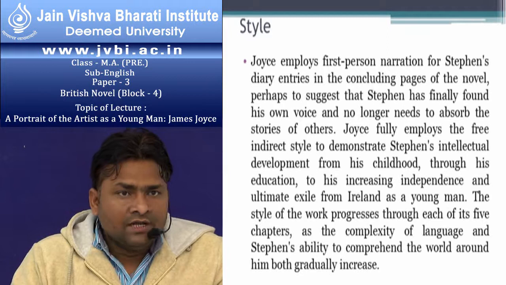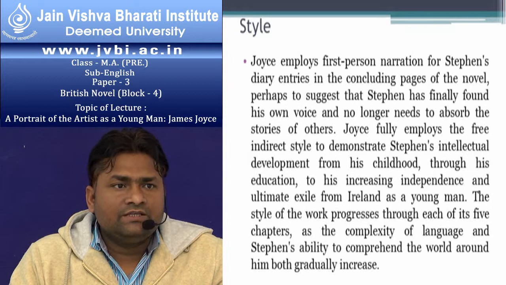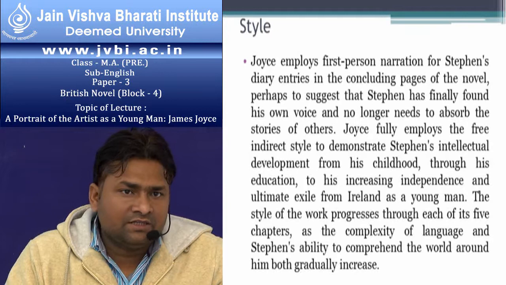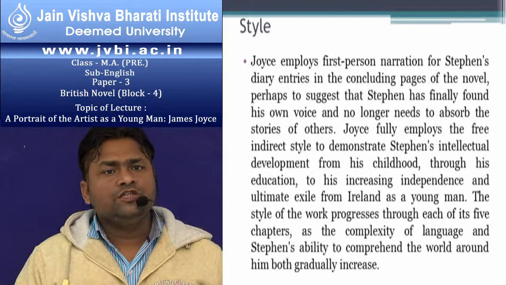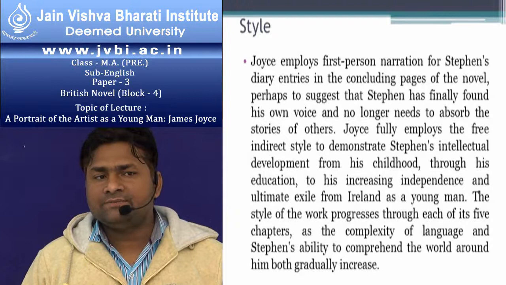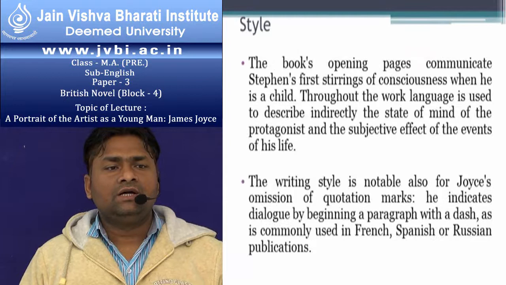Joyce fully employs the free indirect style to demonstrate Stephen's intellectual development from his childhood, through his education, to his increasing independence and ultimate exile from Ireland as a young man. The style of the work progresses through each of its five chapters as the complexity of language and Stephen's ability to comprehend the world around him both gradually increase.